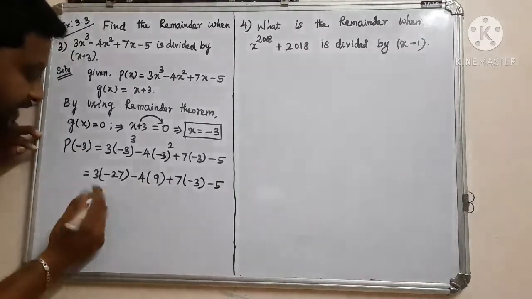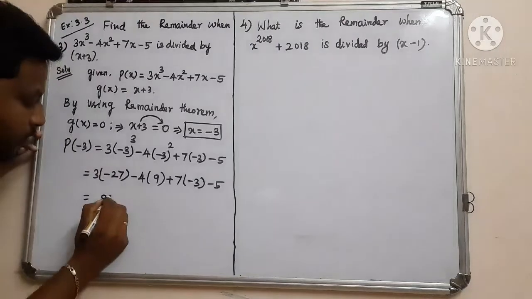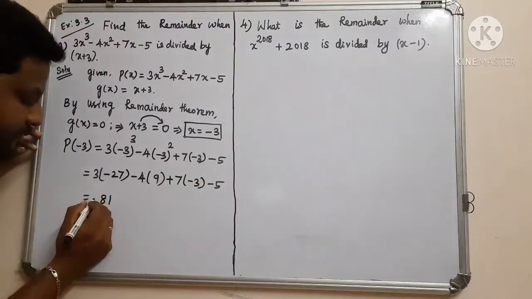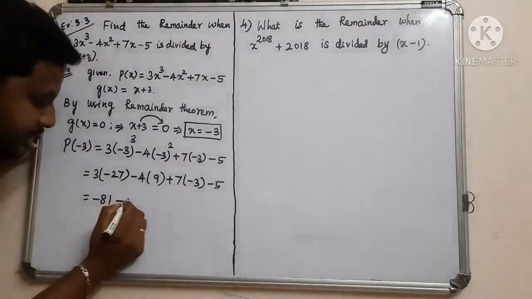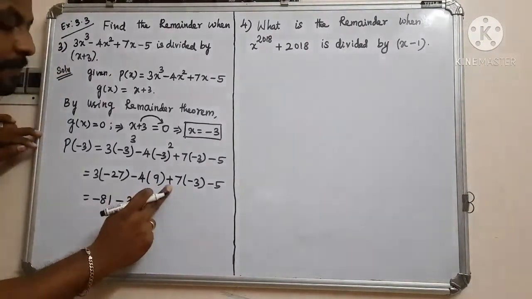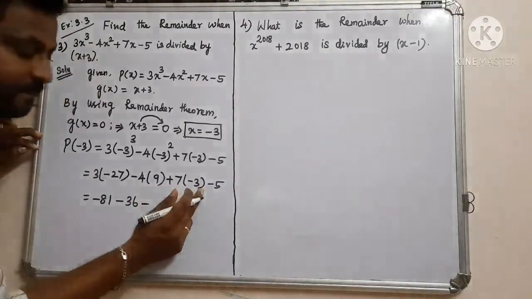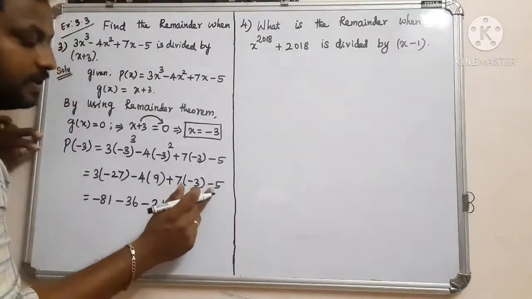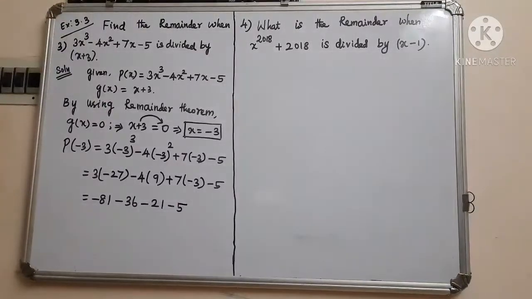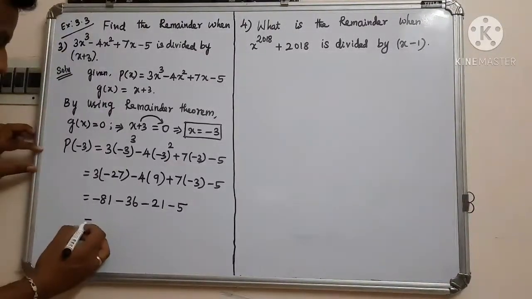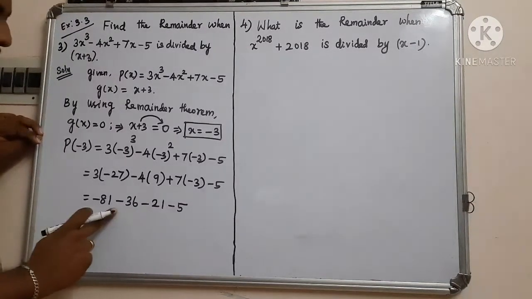Now we have to multiply. So 3 into 27 is 81, with the sign, minus 81. Minus 4 into 9 is minus 36. Plus 7 into minus 3, plus into minus is minus, 7 3s are 21, minus 21. Minus 5. So now you have to add all the numbers. All the numbers are minus only, so you have to add all the numbers.